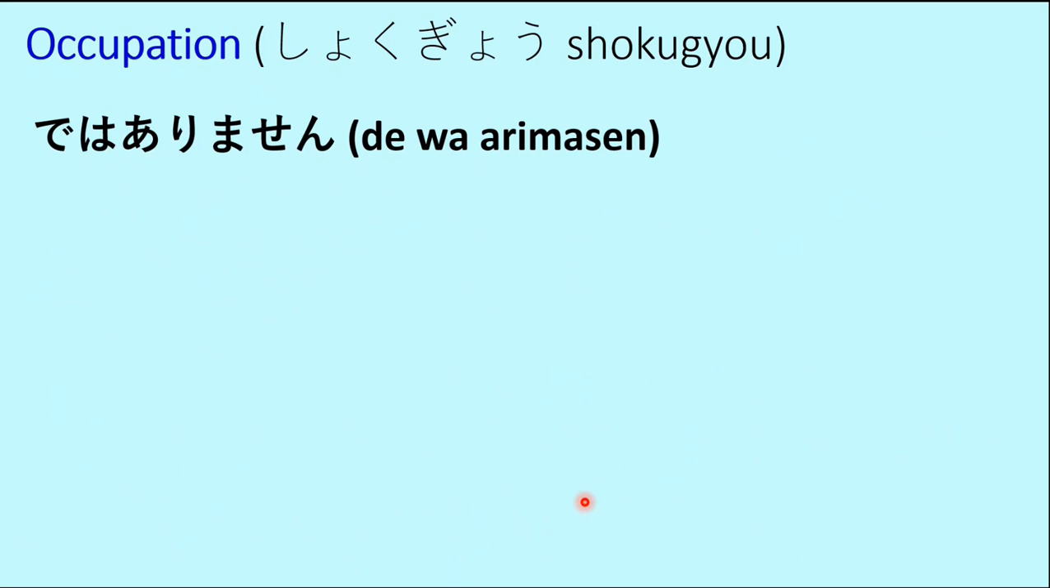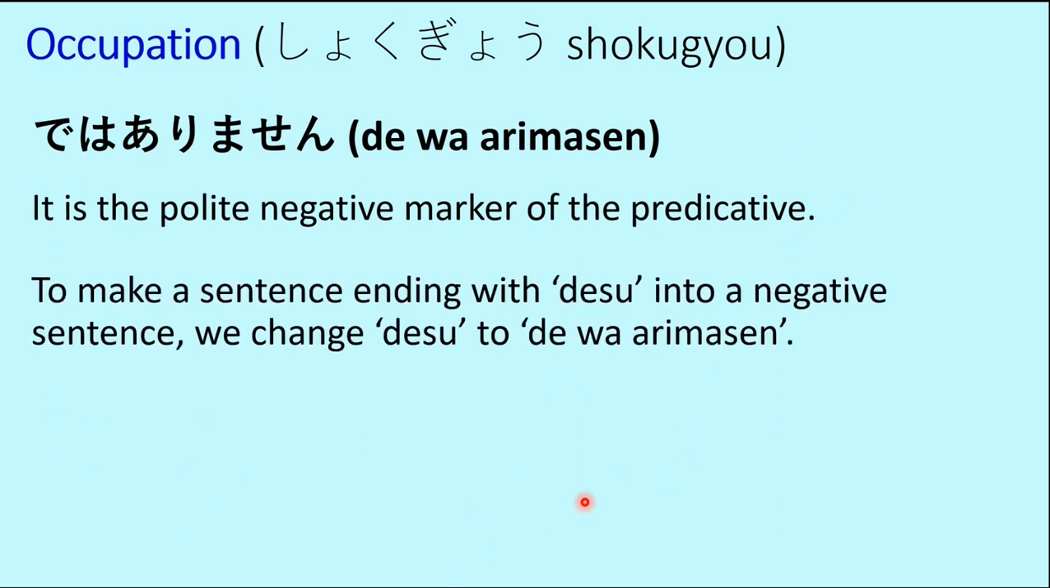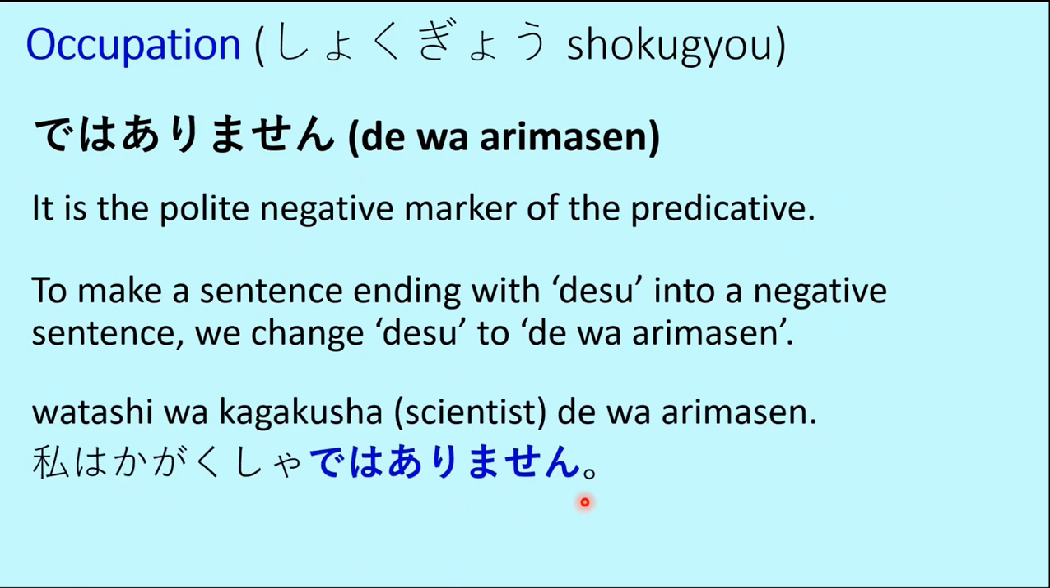So let's look at some more facts about dewa arimasen. Dewa arimasen is the polite negative marker of the predicative, as I just told you. To make a sentence ending with this into a negative sentence, we change this to dewa arimasen. Watashi wa kagakusha dewa arimasen. Kagakusha means scientist, we saw in today's lesson. So it means I am not a scientist.